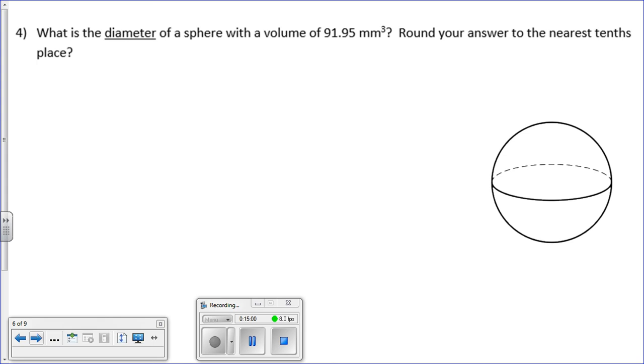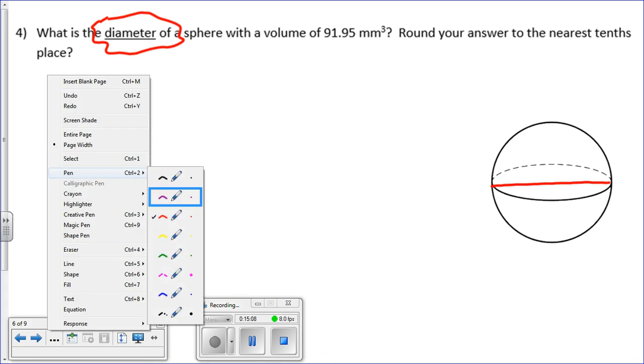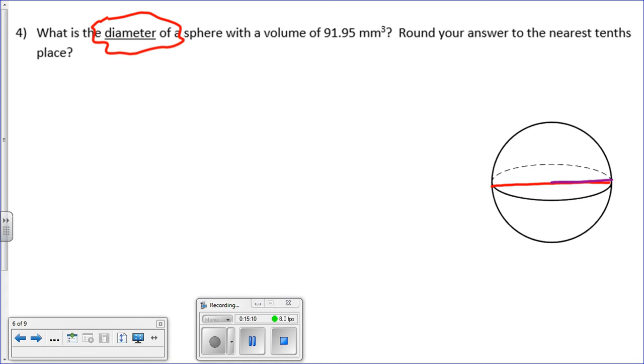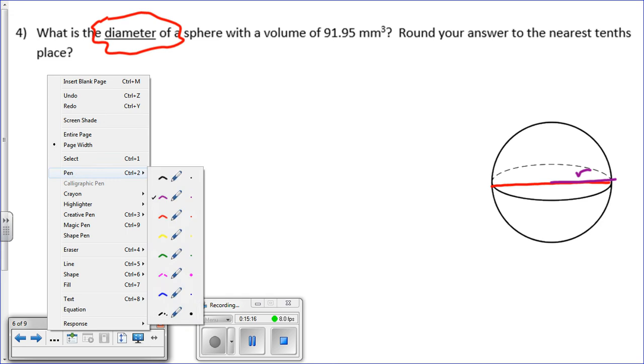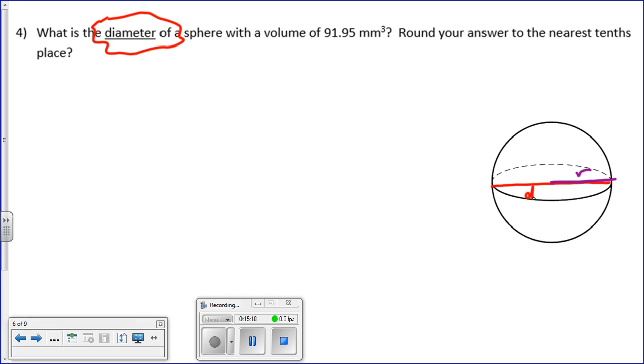Uh-oh, what's the diameter? So this one's a little bit different. Diameter, if you remember, goes all the way across. Radius only goes halfway. So everything that we've been dealing with so far has just been a radius, and that goes halfway. But diameter goes all the way across. So just keep that in mind. When we're all done, we'll have to find the diameter. So we have the volume of 91.95 millimeters cubed.